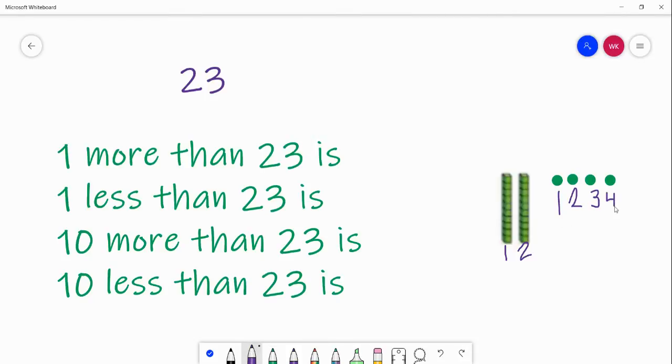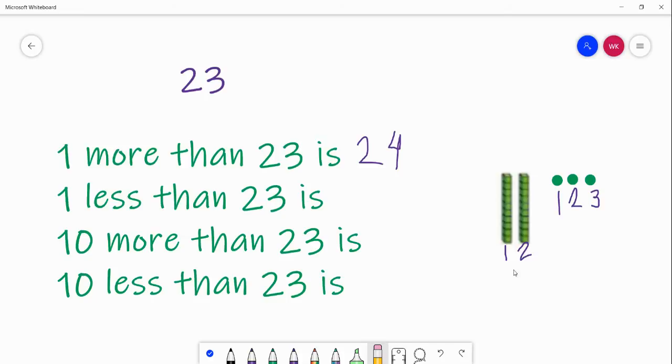So now we have 10, 20. So we have 20 or 2 tens, and then we have 1, 2, 3, 4 ones. So 2 tens and 4 ones is the number 24. So 1 more than 23 is 24. Remember, we always want to go back to our original number, which is 23. And now we're trying to figure out what 1 less than 23 is.